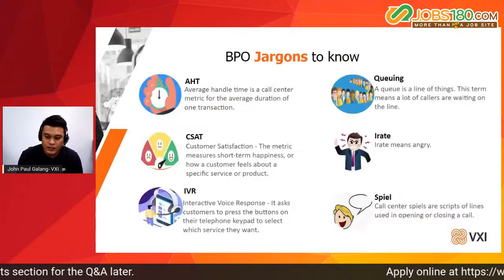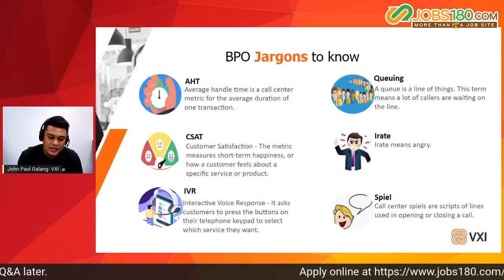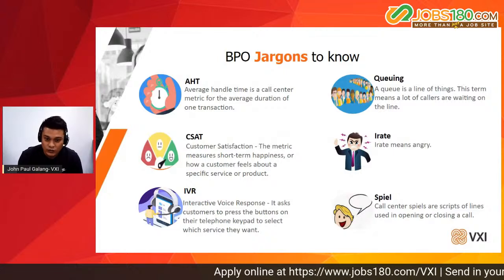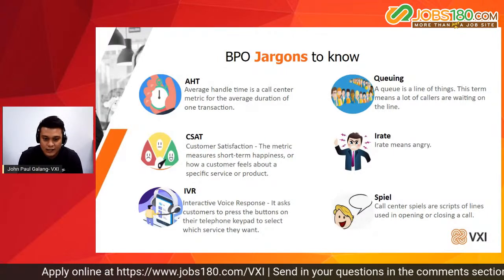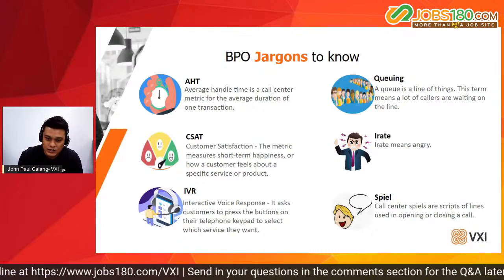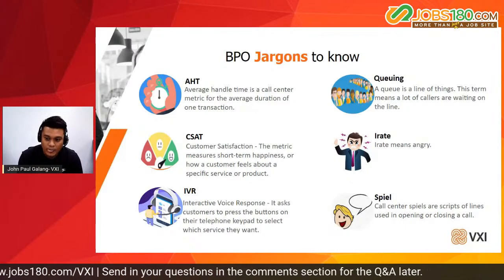Right. Next would be queuing. A queue is a line of things. This is what you normally do when you're trying to fall in line at groceries, when you're trying to pay bills physically, right?